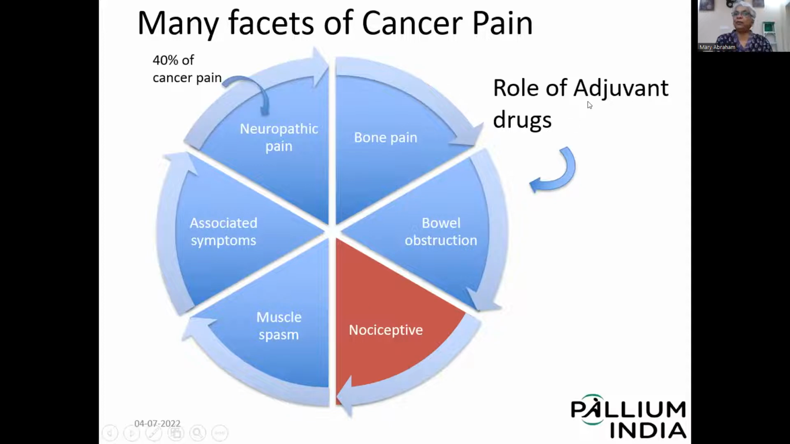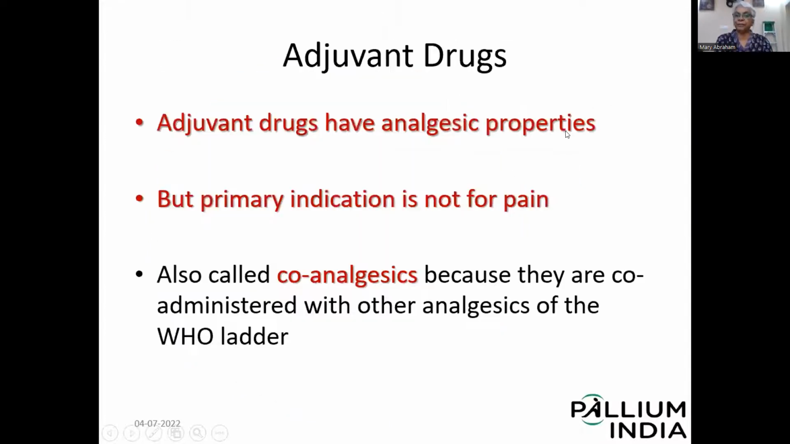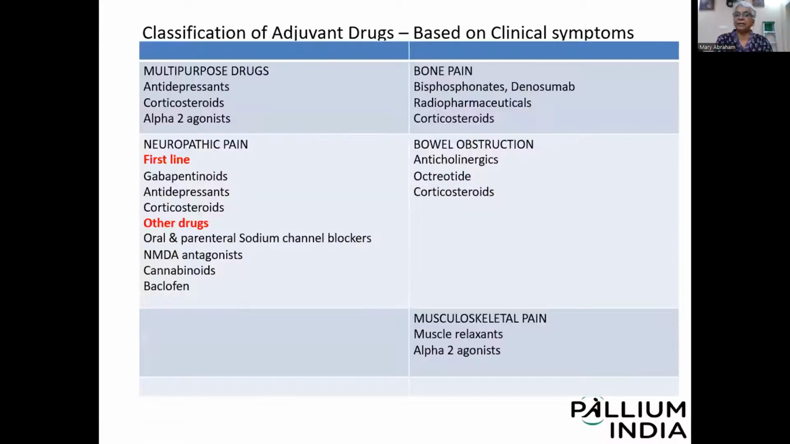And that is where the role of adjuvant drugs comes into the picture. So adjuvant drugs have analgesic properties, but the primary indication is not for pain. For example, an anticonvulsant is used to treat seizures, but it has an effect on neuropathic pain. So the primary indication could be for seizures, but it has analgesic properties. So they're also called co-analgesics because they are co-administered with drugs of the WHO ladder.